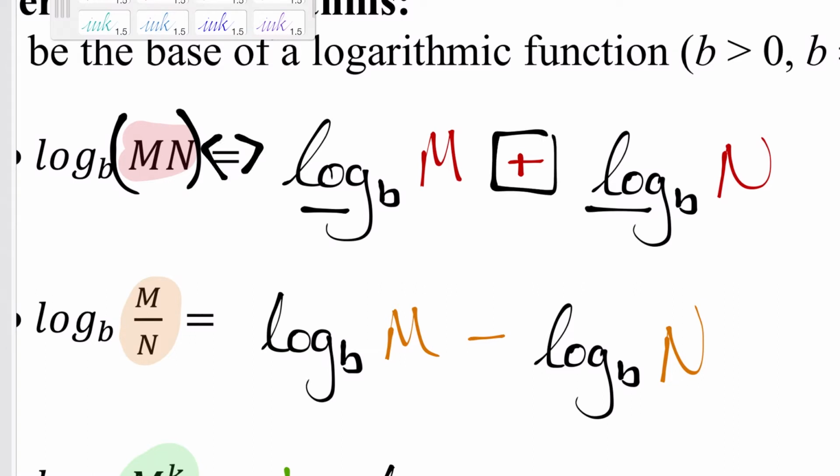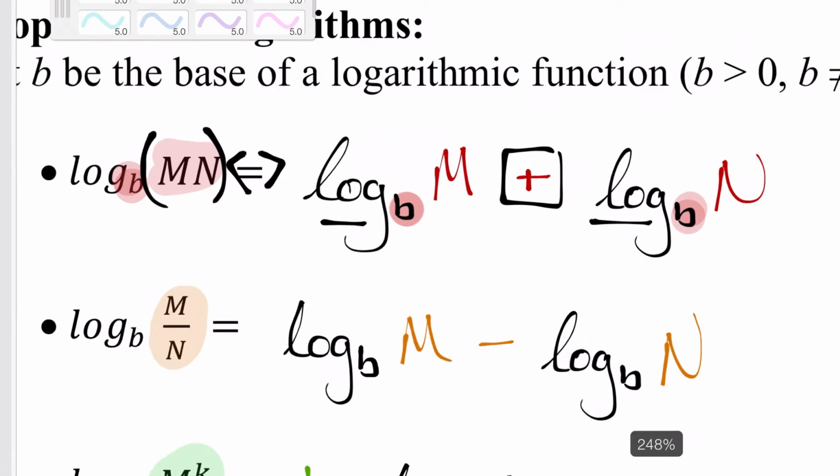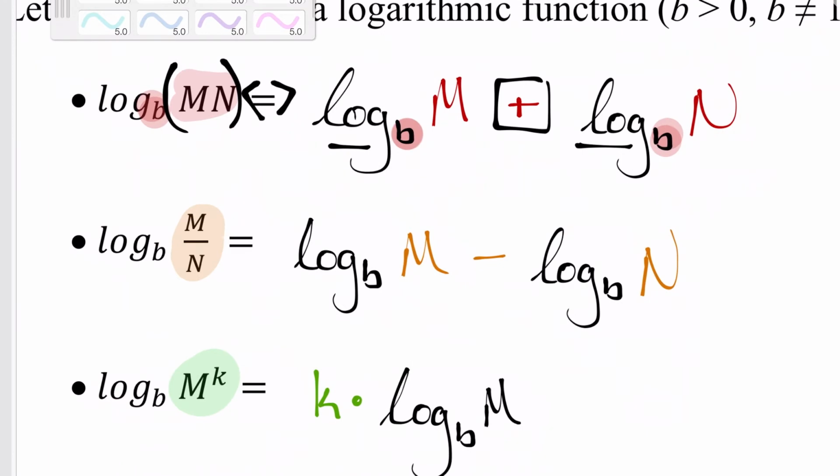So say you have two logs that are adding together and they have the same base. That is a very, very important part. They have to have that base the same. Then we can smush them together into one log with that same base. And those two things that we were taking the log of would be multiplying together. When it comes to division, then they'll be subtracting on the outside.